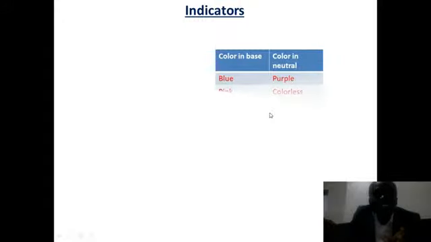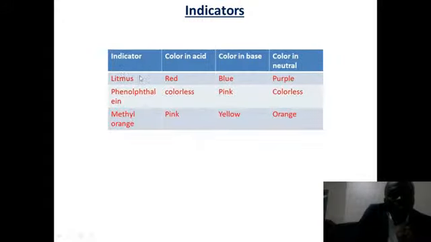Under the indicators, we have the litmus, phenolphthalein, and methyl orange. Now, their color in acid, base, and in neutral, they're supposed to master it. Litmus is red in acid, blue in base, and purple in neutral. But this purple is not commonly observed in many school laboratories. Take note of that.